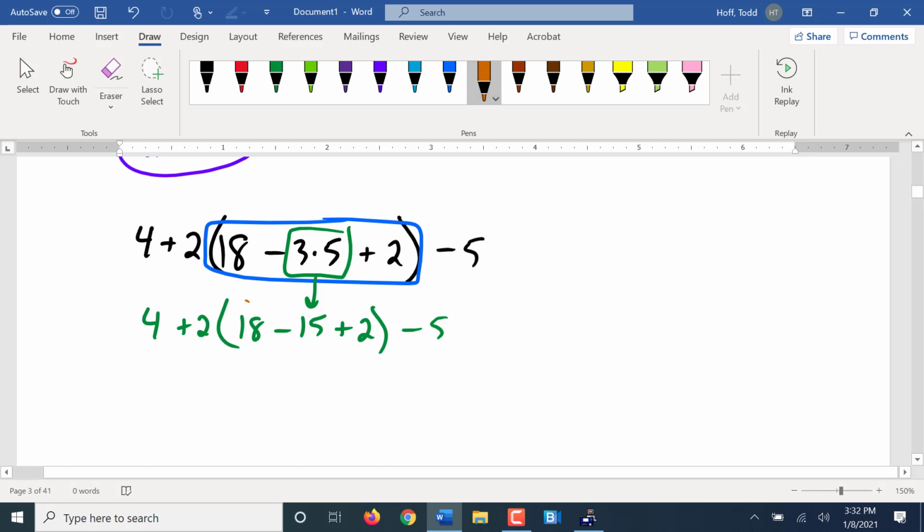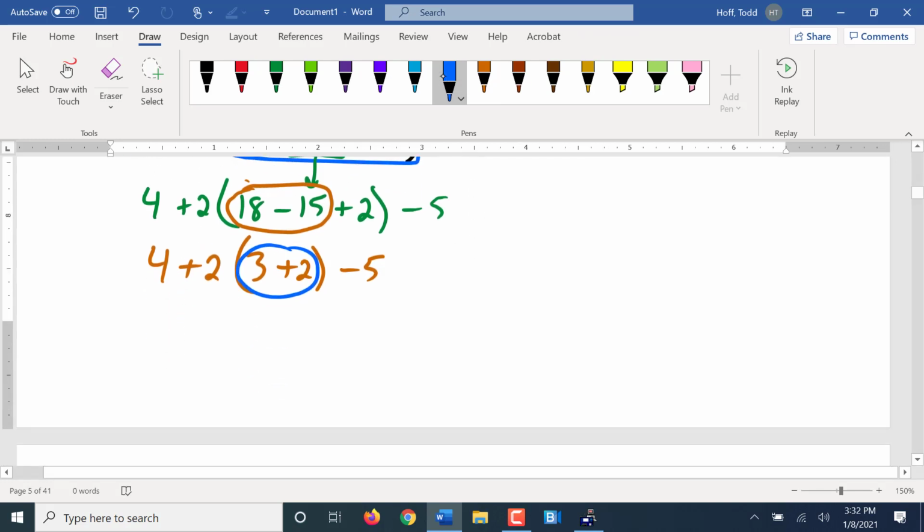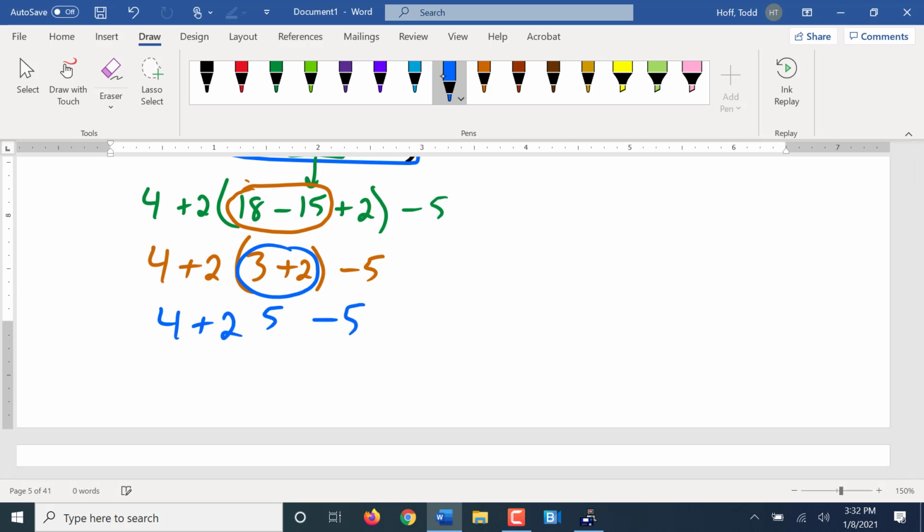So now we're still working inside that parentheses. All that's left is addition and subtraction. So what do we do first? Left to right. Addition and subtraction happen at the same time. That's a common mistake. A lot of people want to add first, but addition and subtraction all happen at the same time, so we're just going to go left to right. So do the 18 minus 15 first, which is 3. So replace the 18 minus 15 with 3. And then we go back and do the 3 plus 2, which is 5. Now we've reduced the parentheses to a single number, which means we can take the parentheses out.